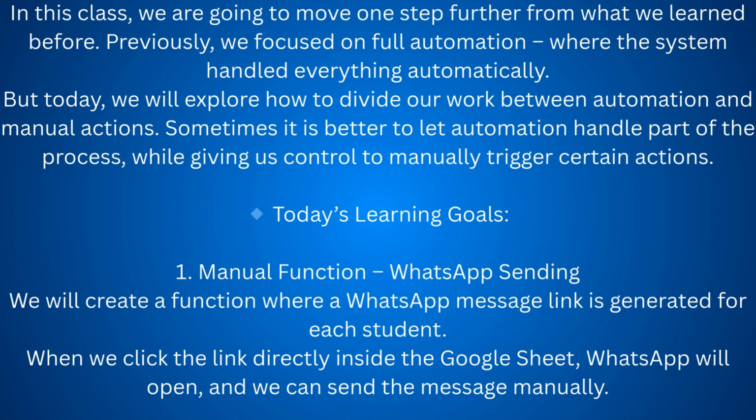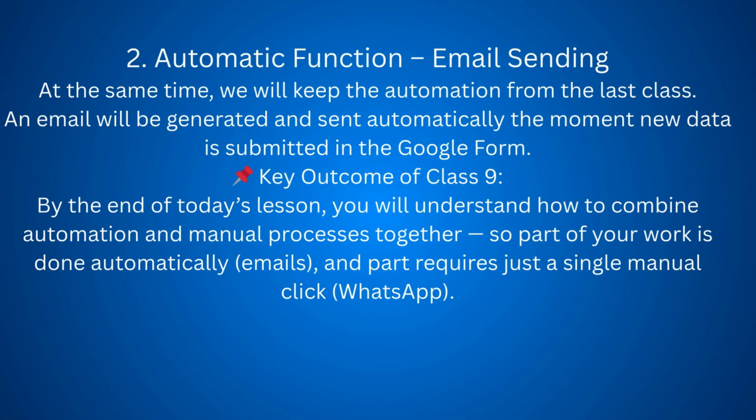We will create a function where the WhatsApp message link is generated for each student. When we click the link directly inside the Google Sheet, WhatsApp will open and we can send the message manually. Automatic function: the email sending. At the same time, we will keep the automation from the last class, and the email will be generated and sent automatically the moment new data is submitted in the Google Sheet. It will send the email to the student.